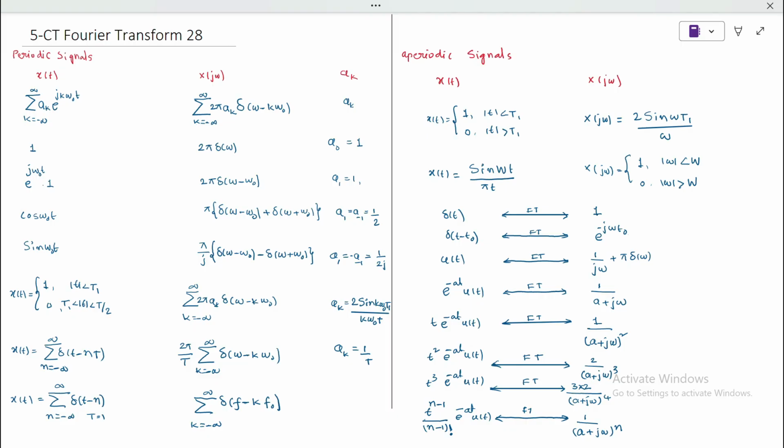So this is about the continuous-time Fourier transform. We finished with the continuous-time Fourier transform. In signals and systems, this continuous Fourier transform is very important. I will give priority to this continuous Fourier transform among all transforms. The second priority goes to the Laplace transform. Thank you.